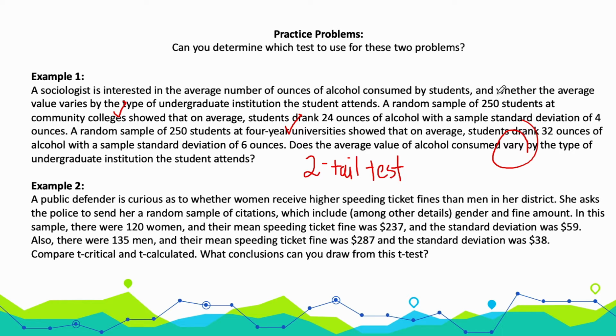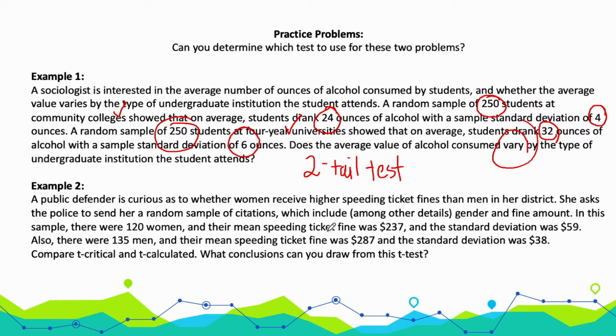The community colleges, you have your N for group 1 here. You have your mean of group 1, X bar, and you have your standard deviation of group 1. And then you have your N of group 2, which is your four-year universities. You have the mean, X bar, and then you have your sample standard deviation, 6. Perfect, this is all you need to calculate your t-test.